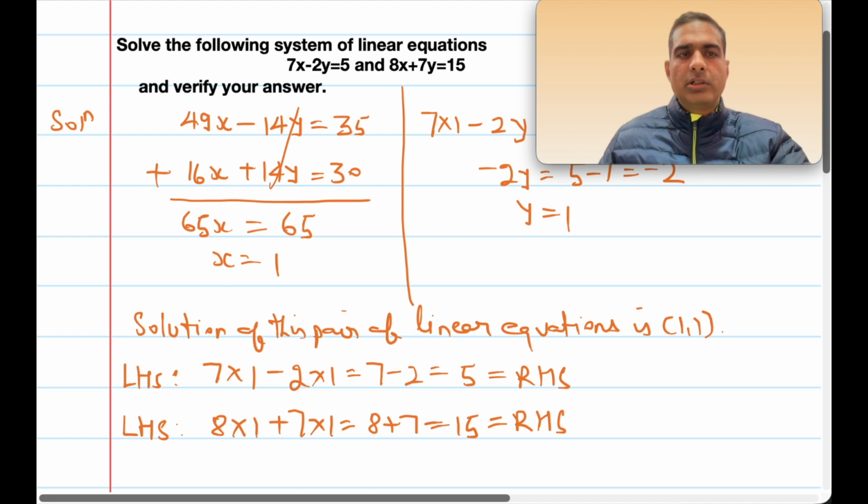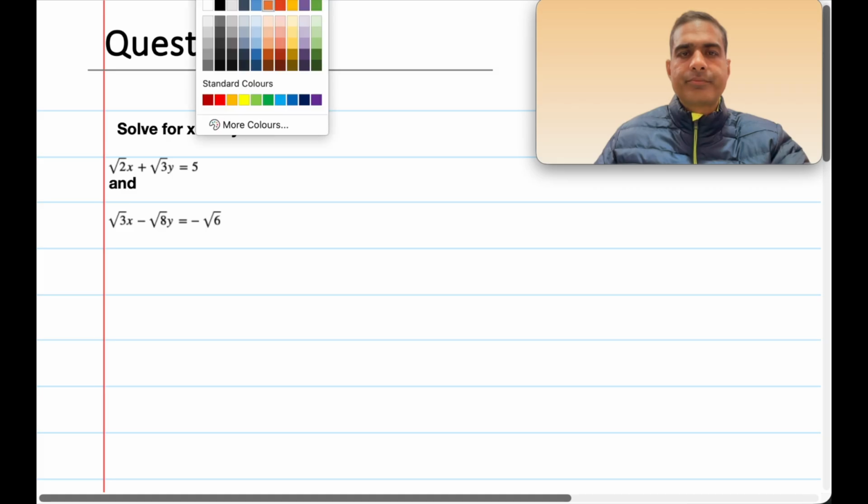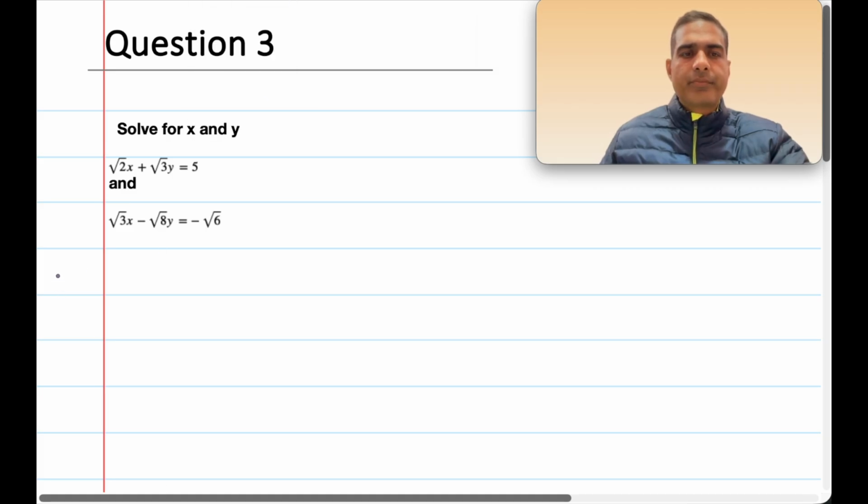Now moving to the third question. The third question is a similar type of question to the second one, but here the coefficients of x and y are not integers, they are square roots. So I took this question just to make you comfortable with the square roots. So our method of solution will remain the same.